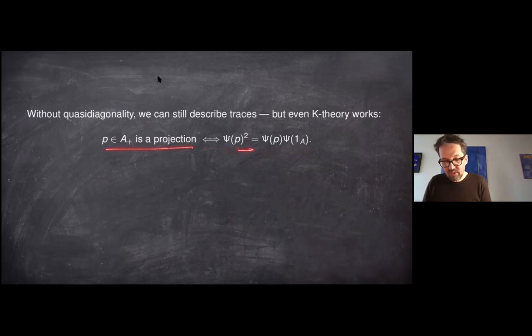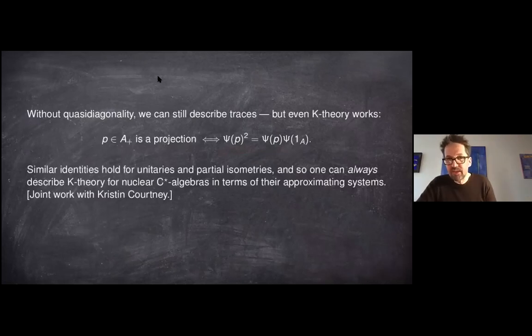P is a projection if psi of P squared is the same as psi of P times psi of the unit, which equals psi of the unit times psi of P. And so this way we can describe projections, and you can use similar equalities to also describe unitaries and partial isometries. And again, everything passes to matrix algebras under amplifications. And so with this type of formula, you can always describe K-theory for nuclear C-star algebras by just looking at their approximating systems.